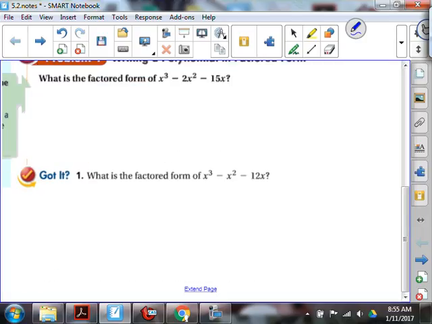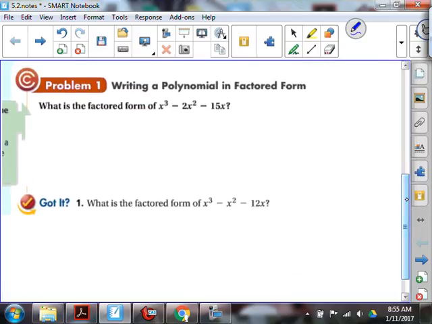Oh, man. They want us to factor. My first period class didn't do this. They're probably going to say they don't know how to do that on the homework. What is the factored form of x cubed minus 2x squared minus 15x? It's been a long time since we factored. We didn't do it since chapter 4. A whole chapter ago. It's been about 17 weeks, it feels like.